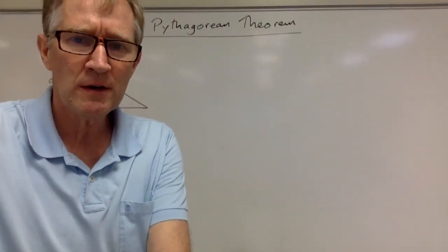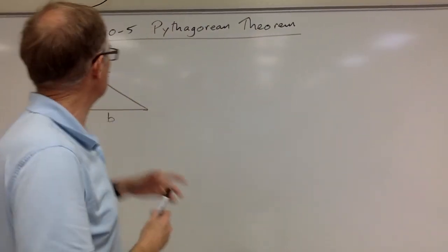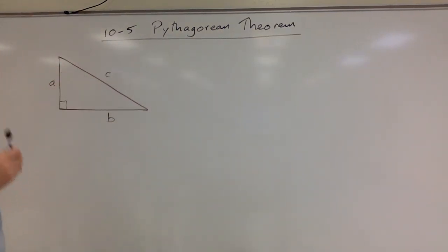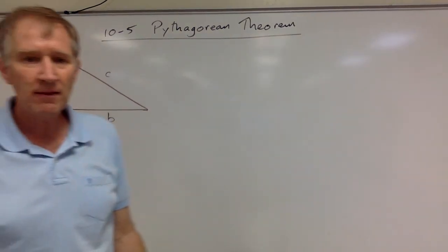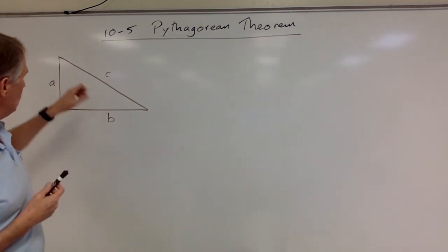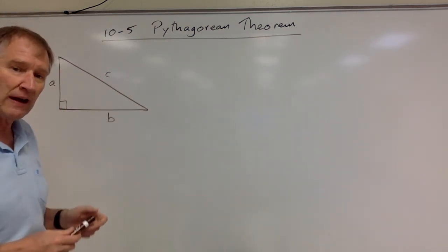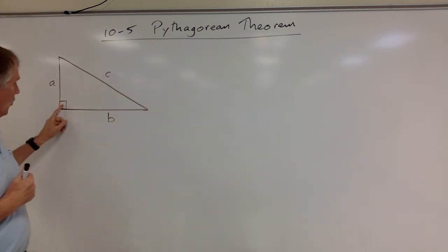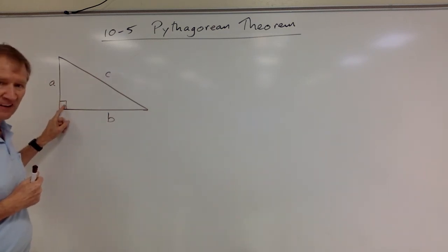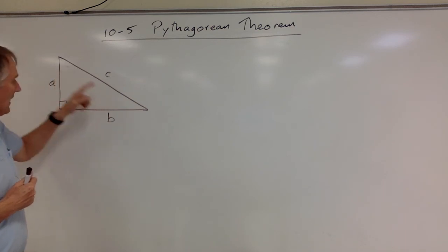Okie dokie artichoke. So, section 10.5 has to do with the Pythagorean theorem. This is the theorem that relates the lengths of the sides of a right triangle. A right triangle is one in which one of the angles is 90 degrees. Remember that all the angles add up to 180.